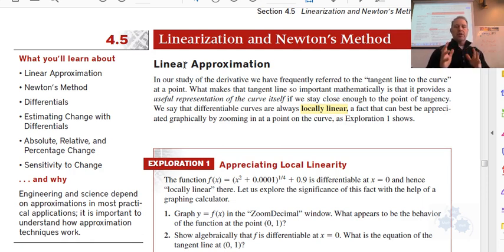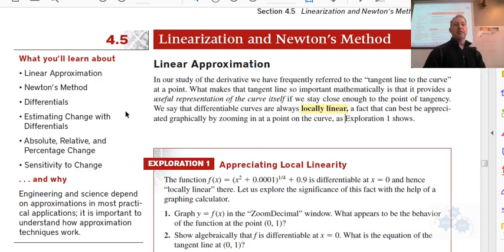So the first concept is this, and I'll read this from your textbook. In our study of the derivative, we have frequently referred to the tangent line to the curve at a point. What makes the tangent line so important mathematically is that it provides a useful representation of the curve itself if we stay close enough to the point of tangency. We say that differentiable curves are always locally linear. In fact, that can be best appreciated graphically by zooming in to a point on a curve.